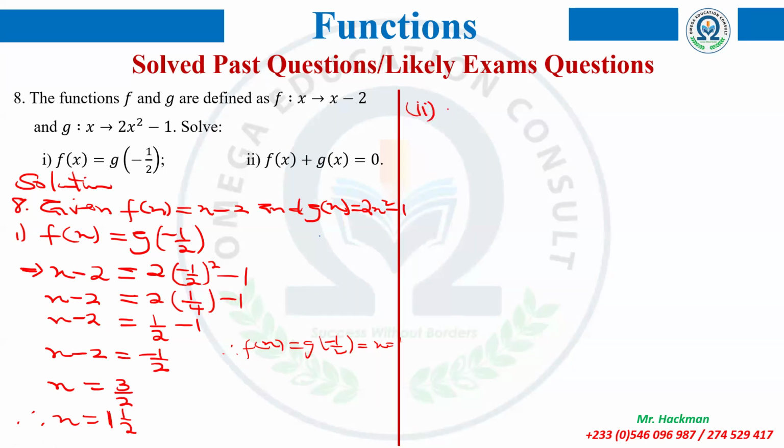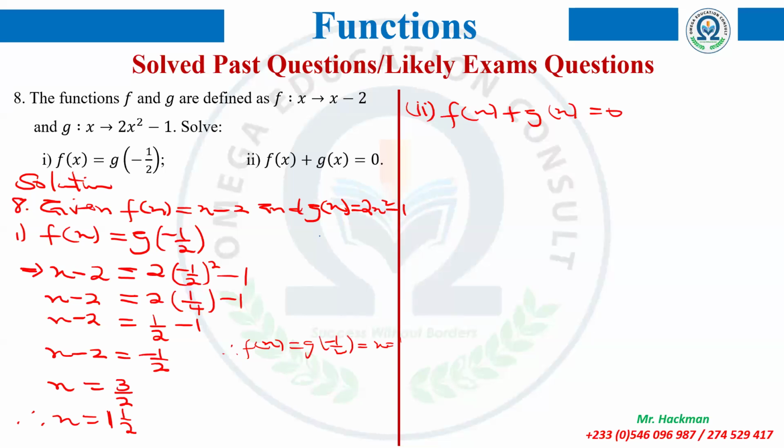Okay, II, what are we given? f of x plus g of x is equal to 0. So what we are dealing with at this point, let me ask, is it an equation or an expression? Equation or expression, my professors? It's an equation. So we start with what sign? The implication sign. Okay, you are doing well.